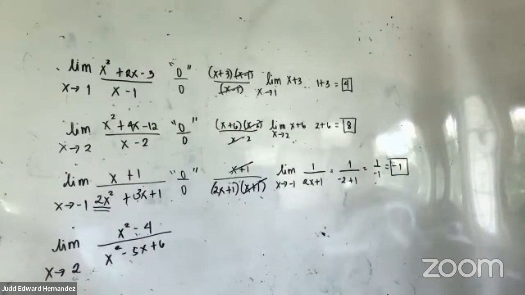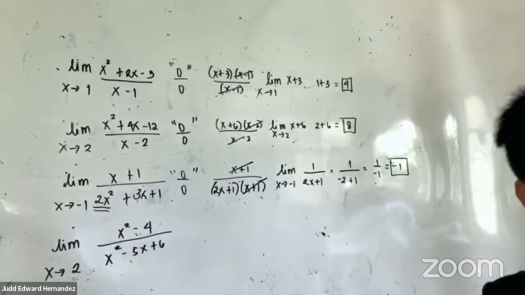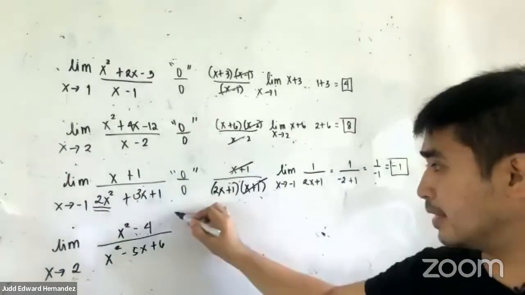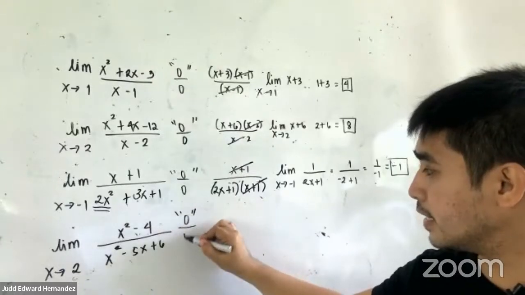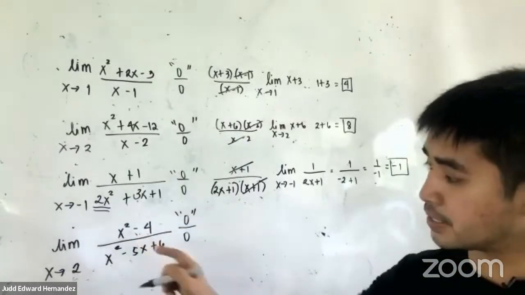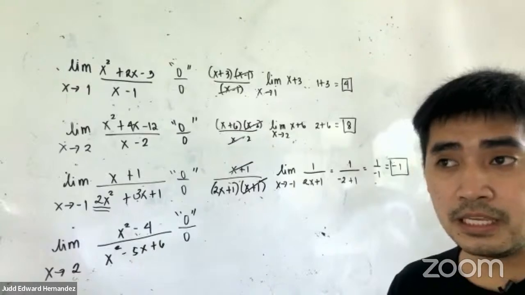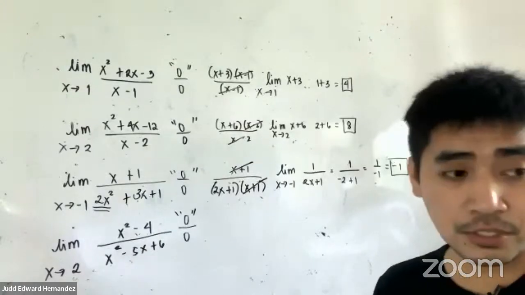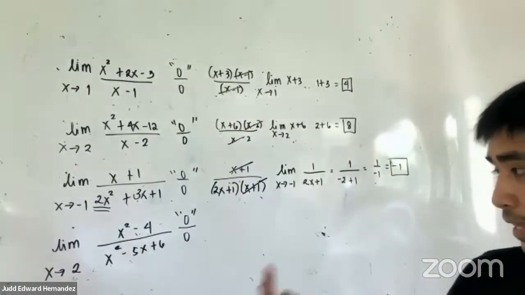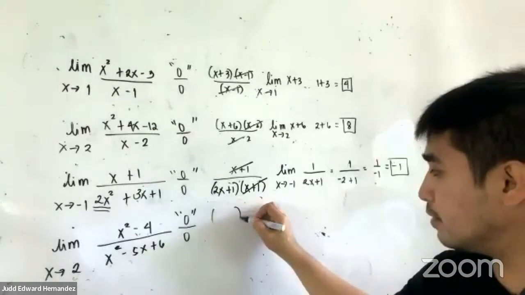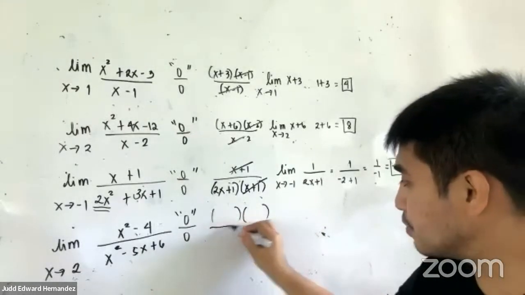Any volunteer po? Sir, ano po? 0 over 0. Okay. 0 over 0. Therefore, it is indeterminate. Okay, isa-isahin natin ha. X squared minus 4 would fall under difference of squares. If that is the case, could you please give me the factors of x squared minus 4?